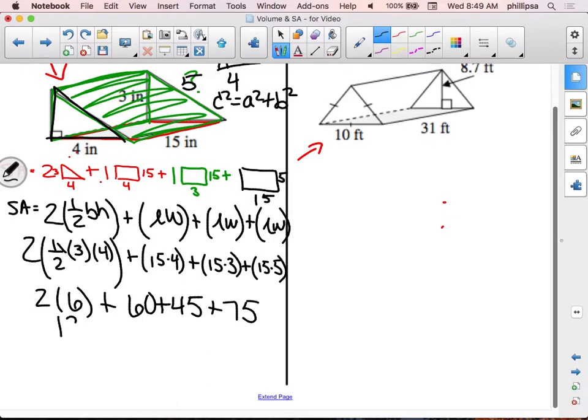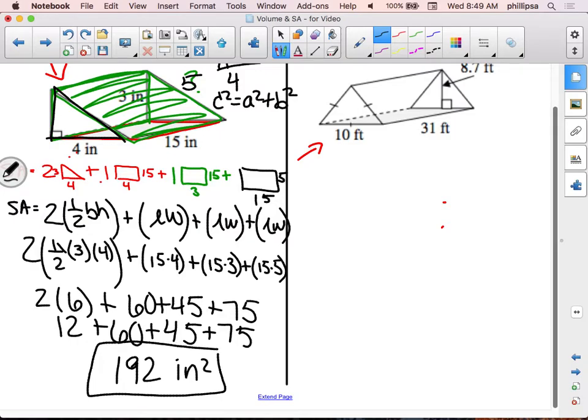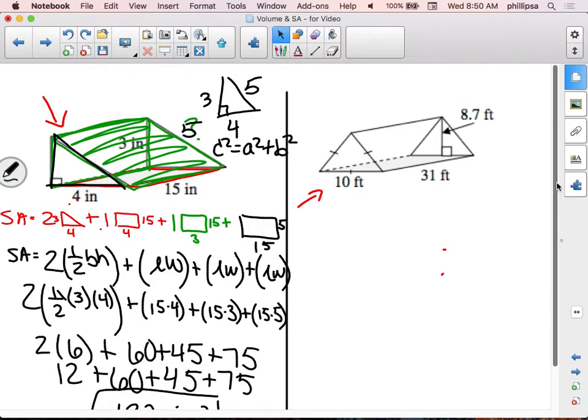Okay, that's going to end up being 12, and now it's just a quick addition that needs to be done, and you're looking at a surface area of 192 square inches for this one. Okay. I'm not going to do this one. Well, I guess this one is actually a lot faster, so I'll go through this whole one.